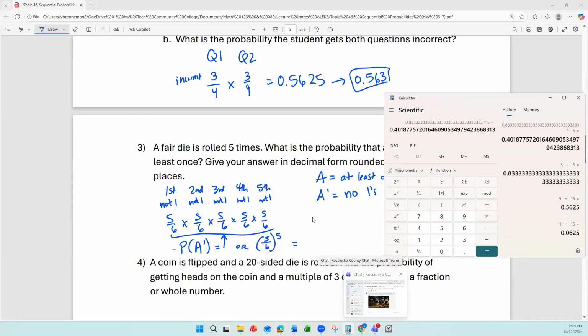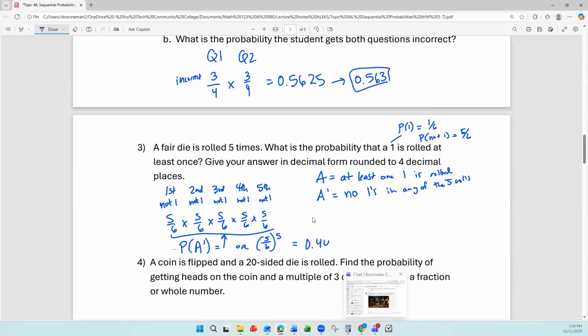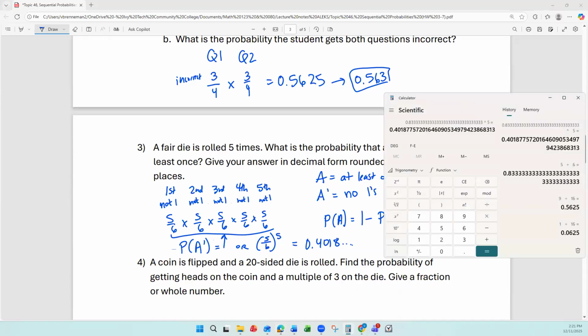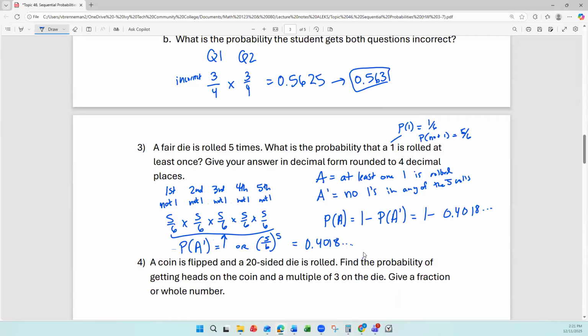That's 0 point whatever it is. Then probability of A is 1 minus probability of not A. That's 1 minus the 0.4018, whatever. 0.5981.